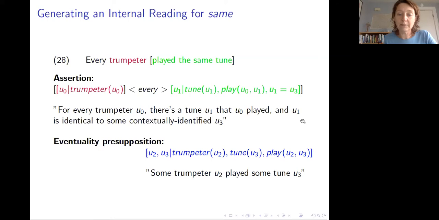What we're proposing, that's the novelty of our account, or of Hart and Mickelson 2020, is that there's an eventuality presupposition associated with same, and that's given in blue. Some trumpeter U2 played some tune U3. That's the one we've been paraphrasing, like someone played a tune. So we now have an assertion part and an eventuality presupposition. In all the other cases we looked at, the eventuality presupposition was bound by a preceding clause, or Ned Coleman played Street Woman. However, there is no antecedent clause to bind it, and when we can't bind a presupposition, we have to accommodate it.